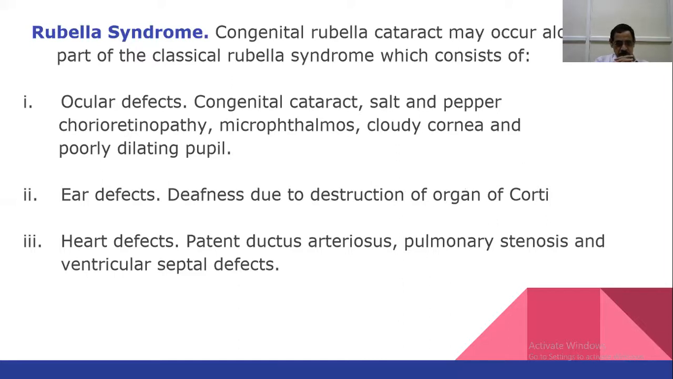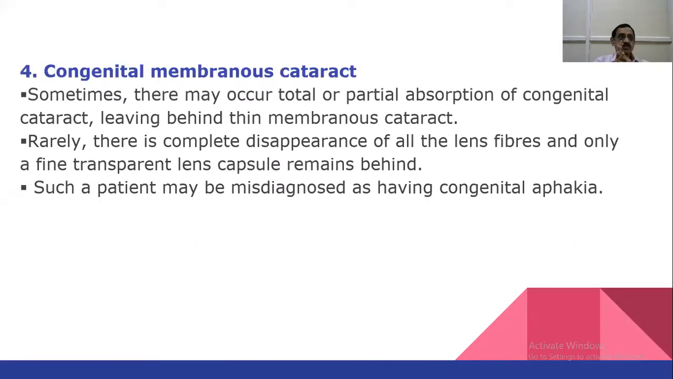Ocular defects are congenital cataract along with salt and pepper chorioretinopathy, microphthalmos, microcornea, and poorly dilating pupil. Ear defects: deafness due to destruction of the organ of Corti. Heart defects: patent ductus arteriosus.